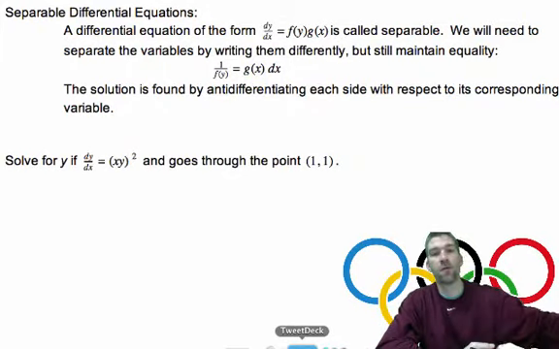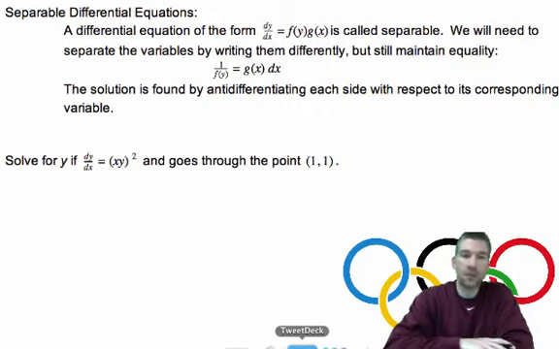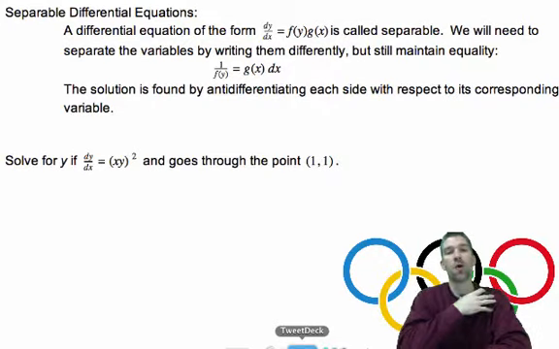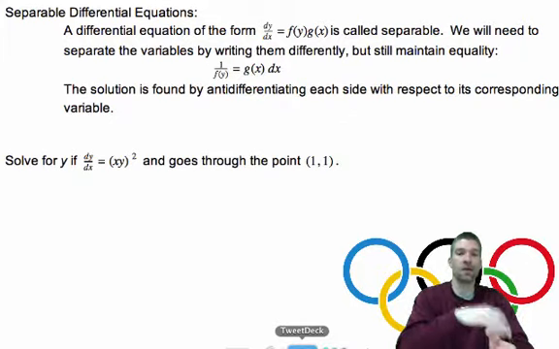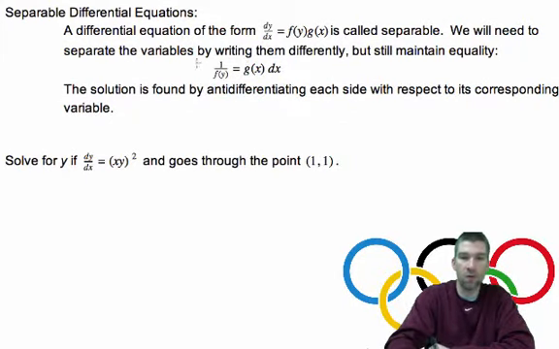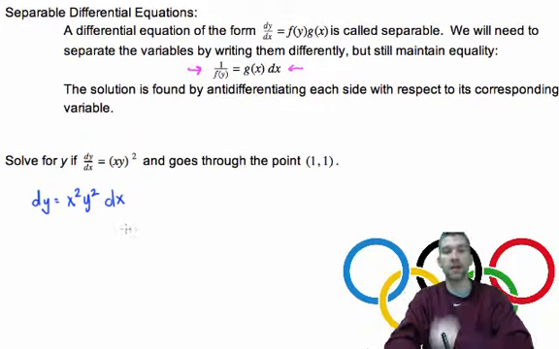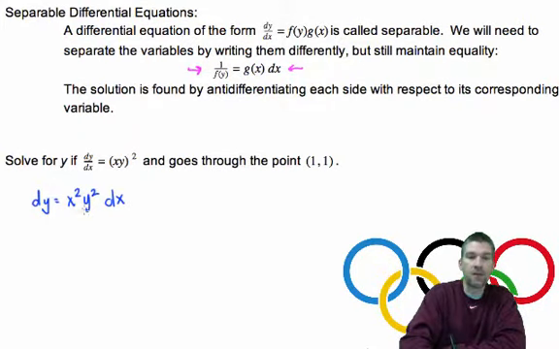All right, so solve for y if dy/dx is equal to x squared y squared, and it goes through the point (1, 1). So basically we have to get x and y together on each side of the equation, so that we've got y on the left and x on the right. To do that, I'm going to multiply both sides by dx. So dy equals, and now watch this, I'm also going to distribute this x squared: dy equals x squared y squared dx. And in order to continue separating variables, I'm going to divide both sides by y squared.